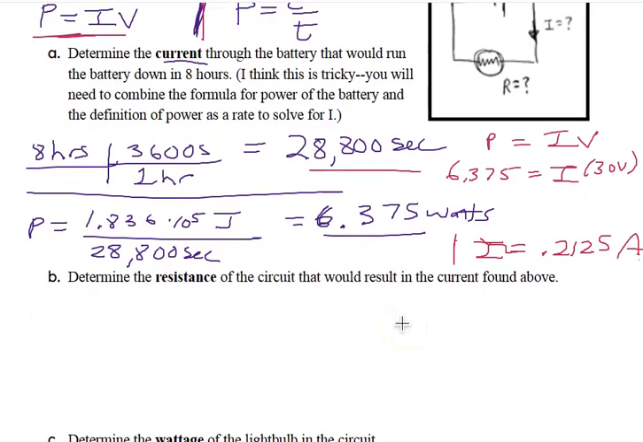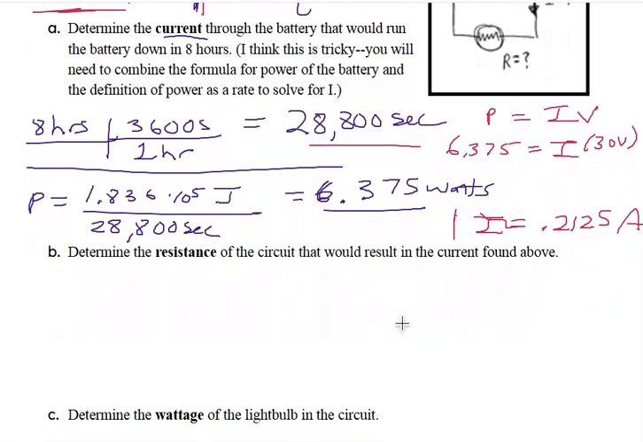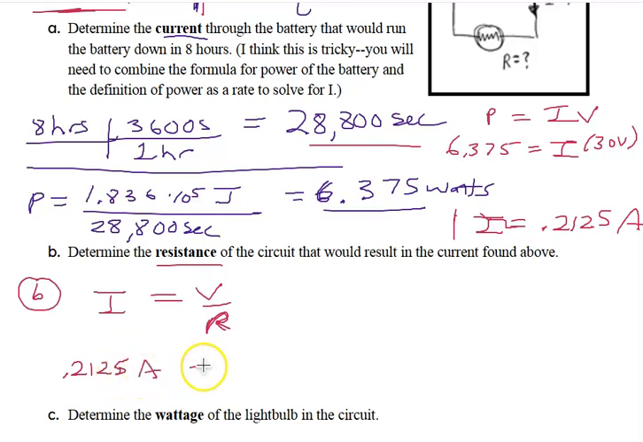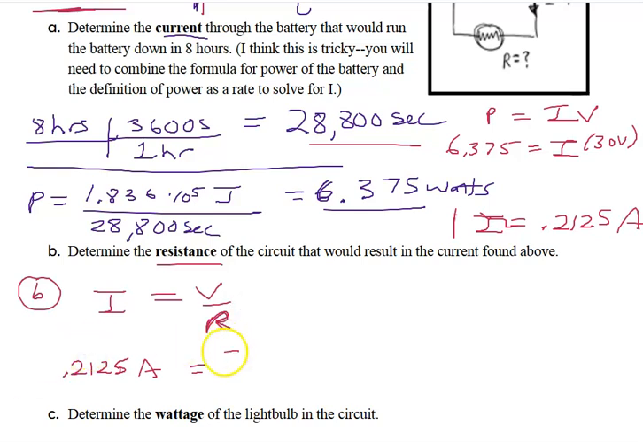Determine the resistance of the circuit that results. So basically, what's the resistance of the light bulb she's going to go get out of the physics lab? So now we know the current and we know the voltage. So now this is a simple Ohm's law, the fundamental formula, like F equals ma. We know the current is 0.2125 amps equals 30 volts over R, and we don't know R.